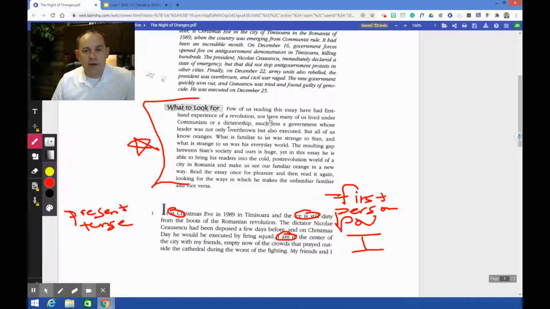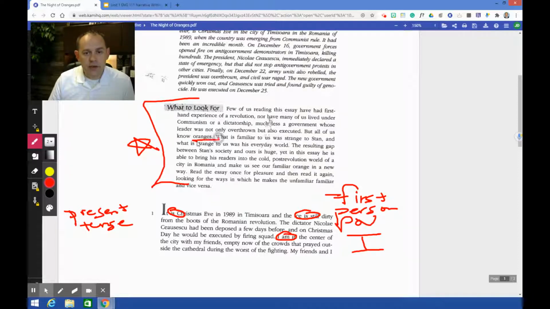So humor me and let's read this paragraph together here. "Few of us reading this essay have had firsthand experience of a revolution, nor have many of us lived under communism or a dictatorship, much less a government whose leader was not only overthrown but also executed. But all of us know oranges."